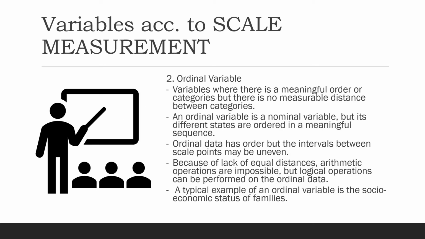Next, we do have the ordinal variable, or a variable that has a meaningful order or categories, but there is no measurable distance between categories. An ordinal variable is a nominal variable, but its different states are ordered in a meaningful sequence. Ordinal data has order, but the intervals between scale points may be uneven. Because of the lack of equal distances, arithmetic operations are impossible, but logical operations can be performed on the ordinal data. A typical example of ordinal data is the socioeconomic status of a family.